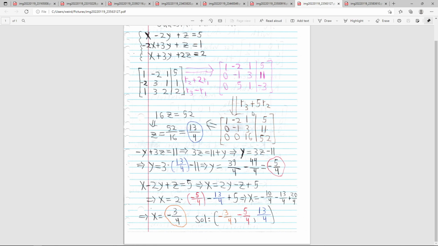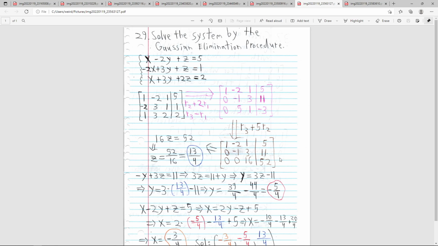Then x minus 2y plus z equals 5. And we basically solve for x and plug in y and z to solve for it. Simplify. So we get x equal to negative 3 fourths, and then our solution is the same as before. That's what back substitution looks like. So you spend less time on the row reduction process, but you spend some time doing it in a classic method, almost solving by direct substitution, basically.